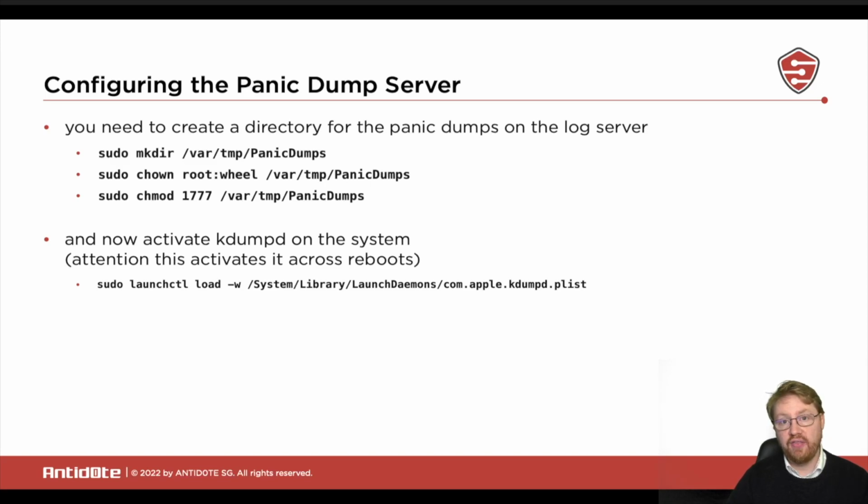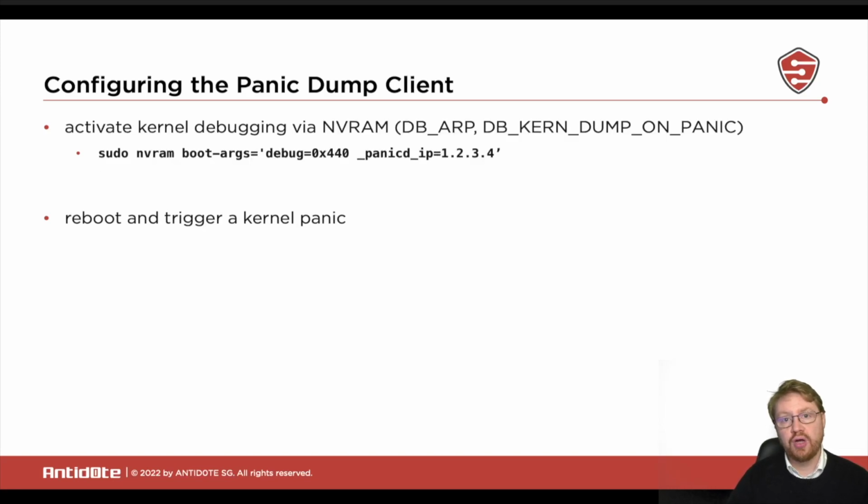Once you've done that, you would then have to configure the panic dump client, which is your victim basically. And you do that by setting the boot arguments. We set debug=0x440, which means ARP and kernel dump on panic. And we need to specify the _panicd_ip. Here it says 1.2.3.4. Of course, that's not the real IP. You would have to put the IP of your server.